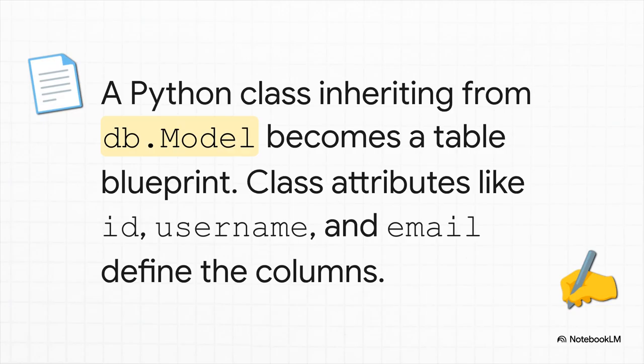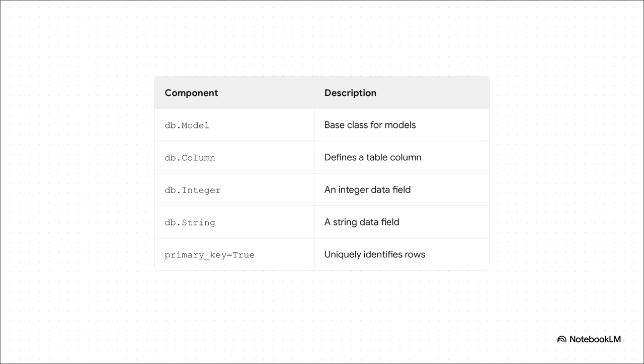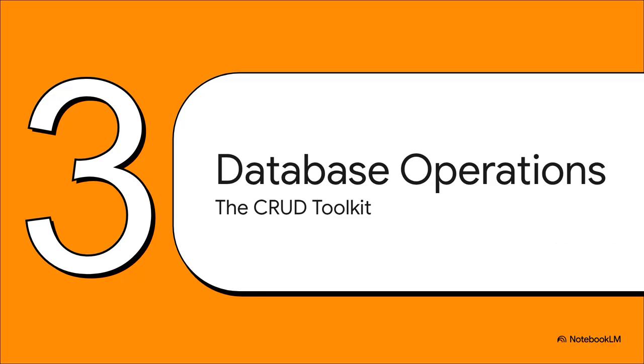We just define the class User, make it inherit from db.Model, and then we just list out the attributes we want to store: an ID, a username, and an email. It's really that intuitive. And every single part of that class maps directly to a database concept. db.Model is the base class that gives our simple class all these database superpowers. db.Column obviously declares a column in the table, and then we specify the data types like db.Integer or db.String, and we can add constraints like primary_key=True to make sure that the ID is a unique identifier for every single user. So our app now has a blueprint for its memory.